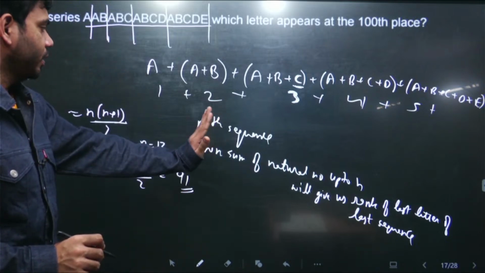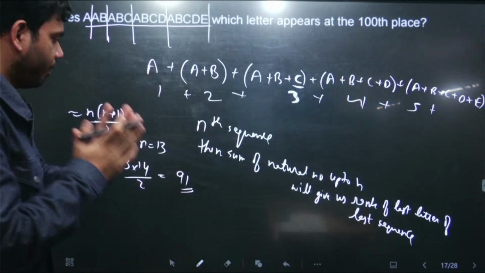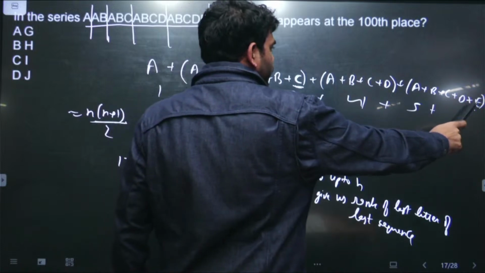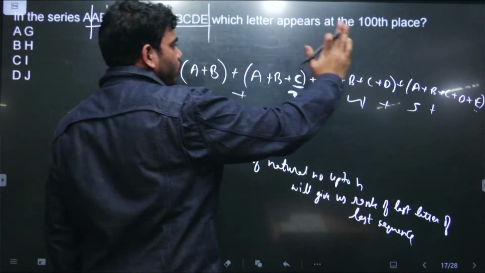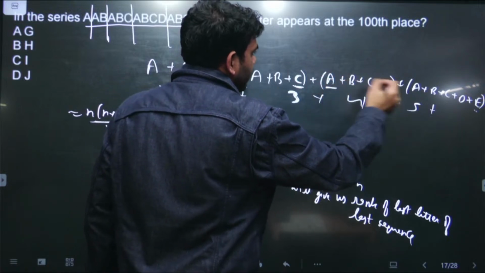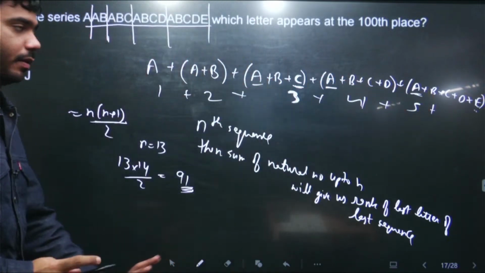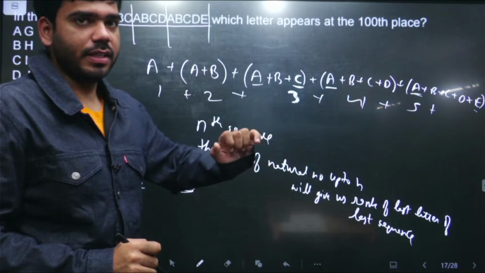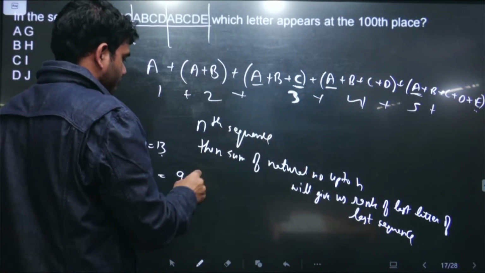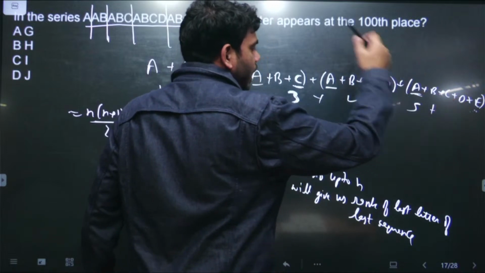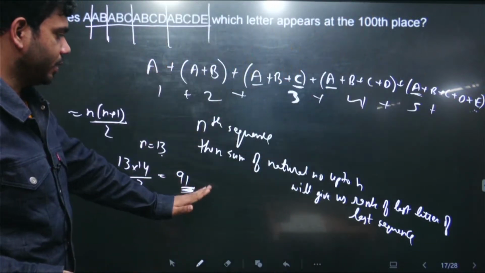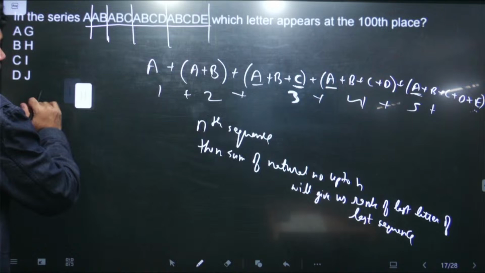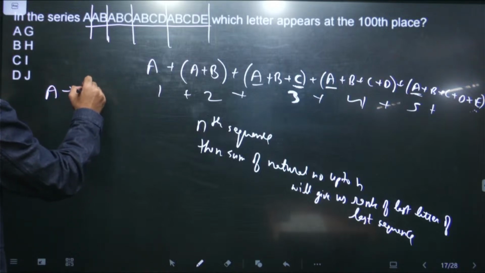So it means after the 13th sequence, after we have written 13 sequences, the 91st position will be the last letter of the last sequence. Obviously, after every sequence, it starts again from the beginning, so the 92nd position will always start with A. So the 92nd position is A. We took 13 sequences, and the 91st is the rank of the last letter of this last sequence, so just next to it, the 92nd position, will again be A.